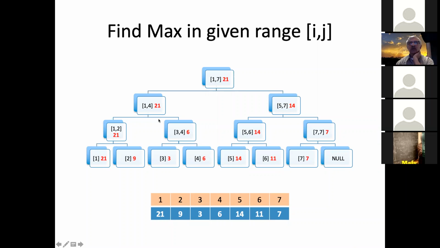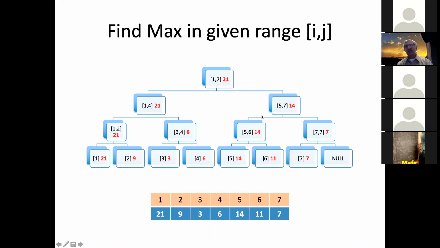Eventually, we'll work our way down and figure out that 3 to 4 is part of 1 to 4. In fact, it's in the right subtree, and so we'll go down there, and there we'll figure out that 3 to 4 is exactly what's stored here. So we know that the answer is 6. So from the left side, we would get an answer of 6.